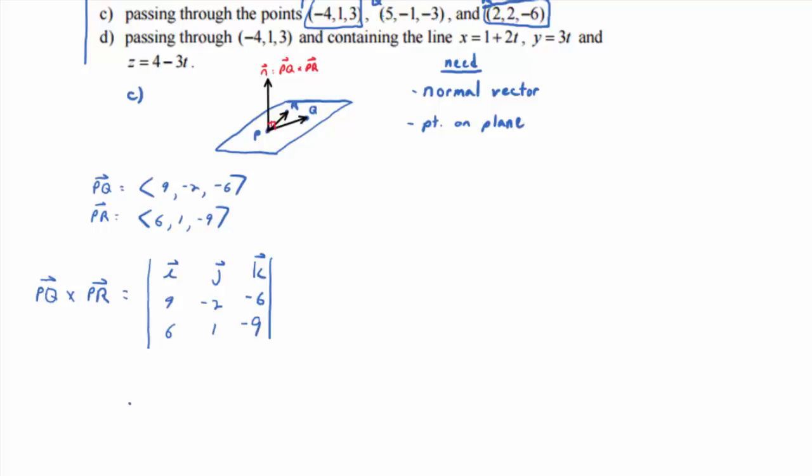Let's go ahead and apply the cross product. I'm going to take the determinant: cross out first row, first column, take the 2 by 2 determinant with -2, -6, 1, -9, take the determinant of that submatrix, and that's going to be your i component, right? So what's that going to be? What's the determinant of this matrix: -2, -6, 1, -9?